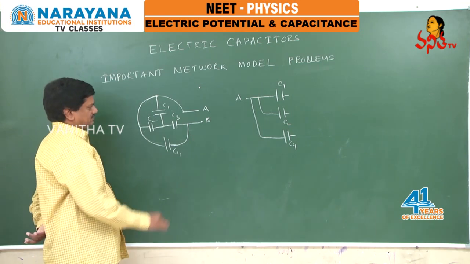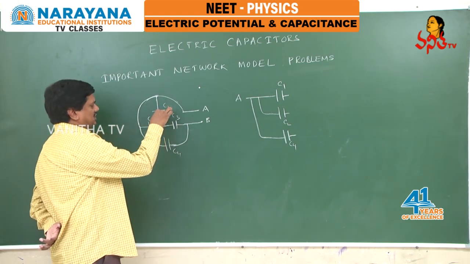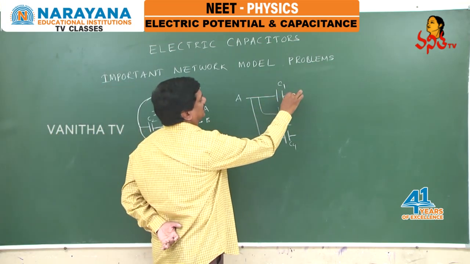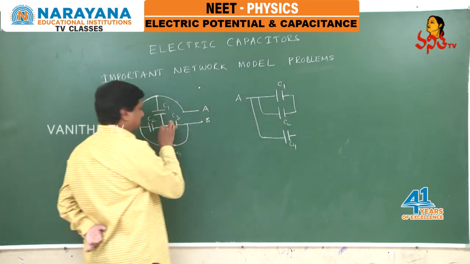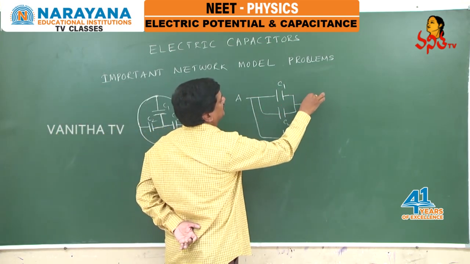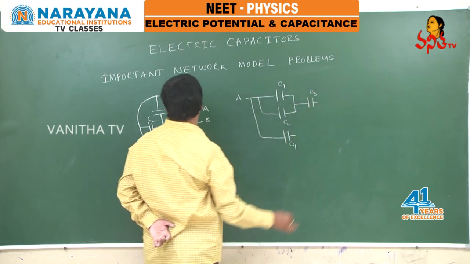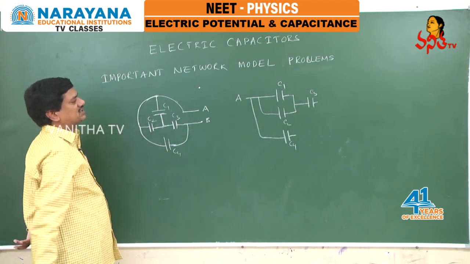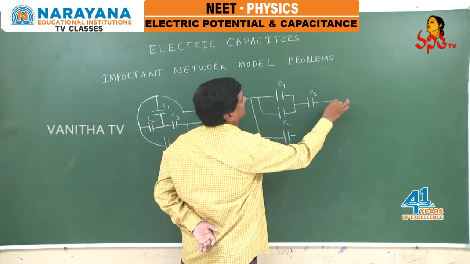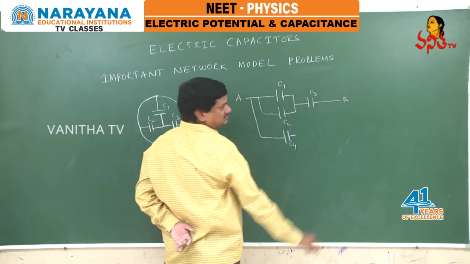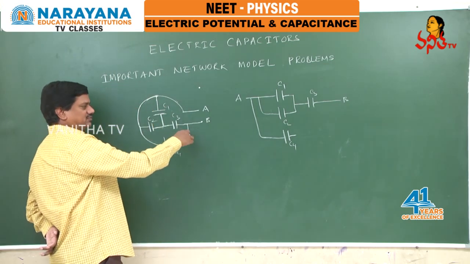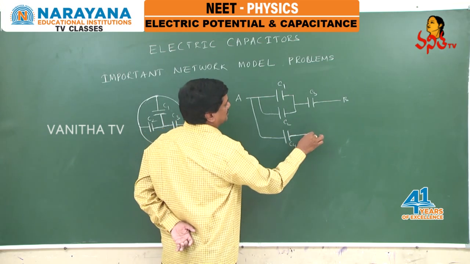Now, the other end of C1 is connected to C2. So I can draw like this. C1 and C2 are joined. The combination of these two is now connected to the other one, which is C3. The combination of C1 and C2 is connected to C3. The other end of C3 is connected to which terminal? It is B. And also, there is a direct connection along C4. So this C4 is also connected to B.